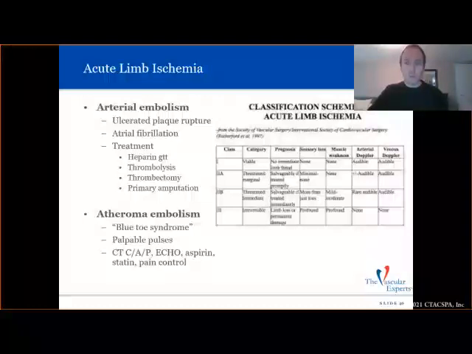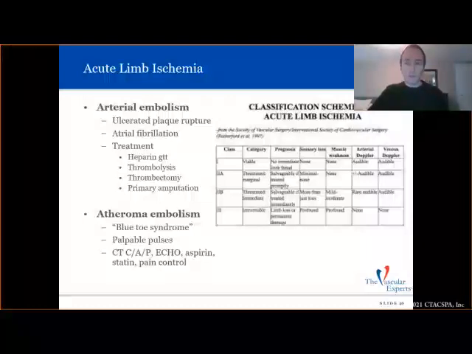Type 2B is the most emergent, most threatened limb, and that's where you have both motor and sensory loss in the toes, and the sensory loss is going up to the foot. You want to treat this as urgently as possible. If you are doing lysis, you might want to do percutaneous thrombectomy as well. I think for the purpose of your test, I would say open surgery for this, or open thrombectomy. So that way you restore blood flow immediately.